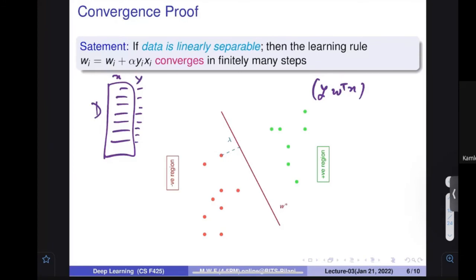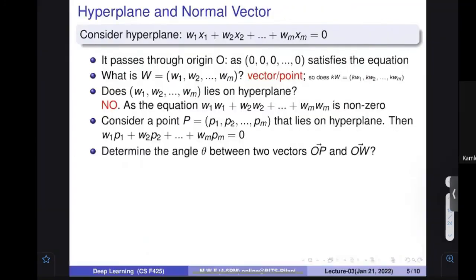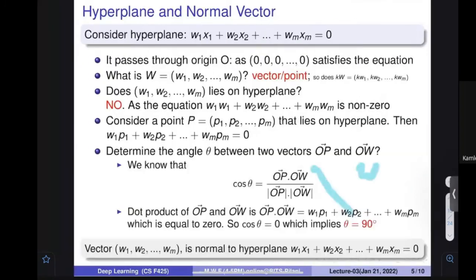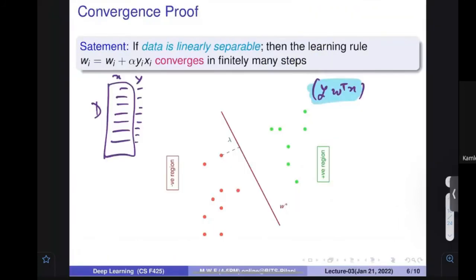Can anybody tell whether this value could be negative? Yes, because I don't know the value of W, so maybe we start with the wrong W. A few minutes back we saw that this was a test: this value is going to be positive if the item is correct, otherwise this value is going to be negative. So I'm asking about this value.